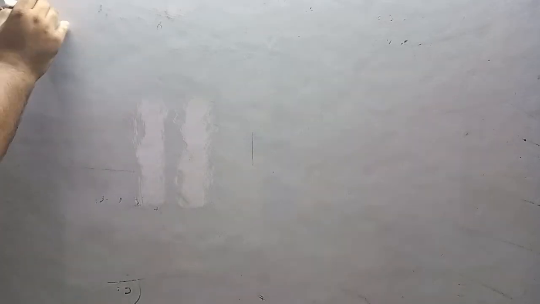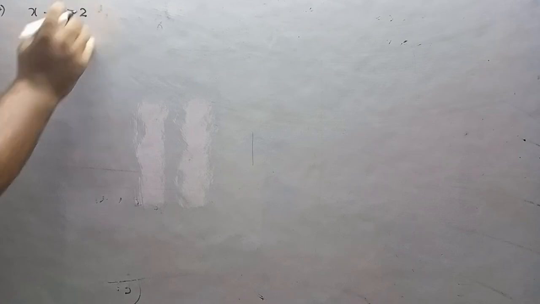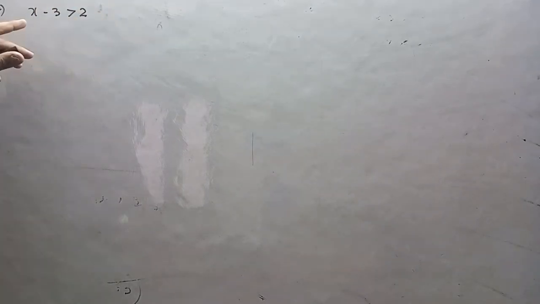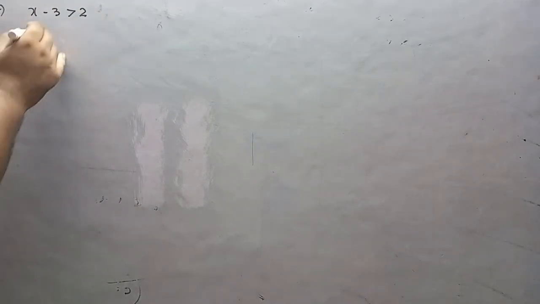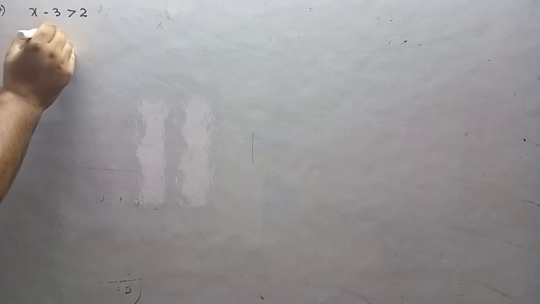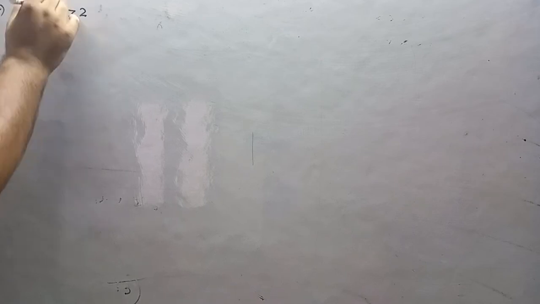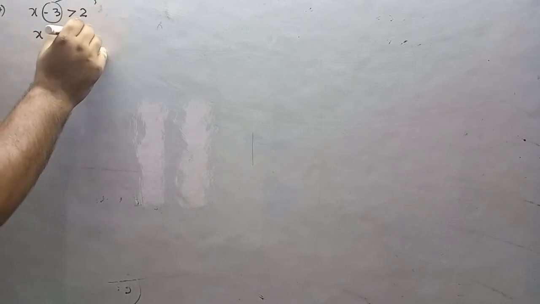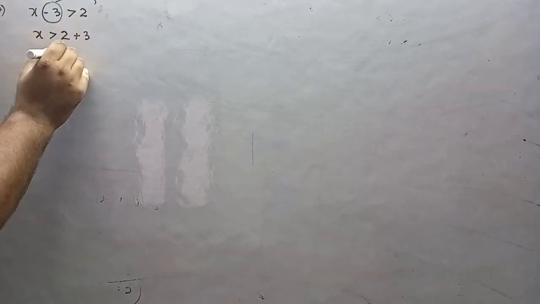Now we are going to do the seventh one. Seventh one, it's very solid. They will show the result on a number line. Seventh one, what is it? It's x minus 3 is greater than 2. Now how will we solve this? We need to keep only x on the left side. So x is greater than 2, transposing this minus 3 becomes plus 3. x is greater than 5.